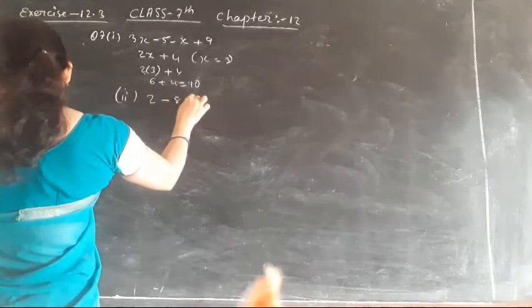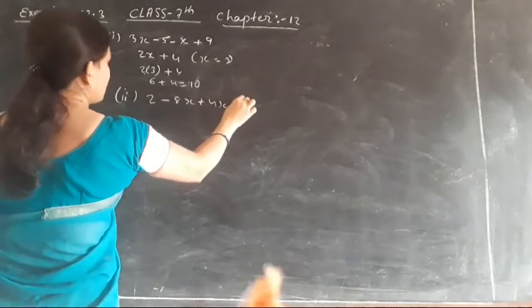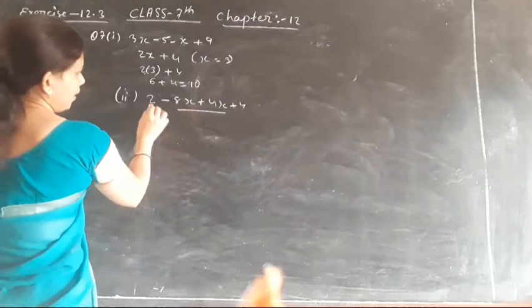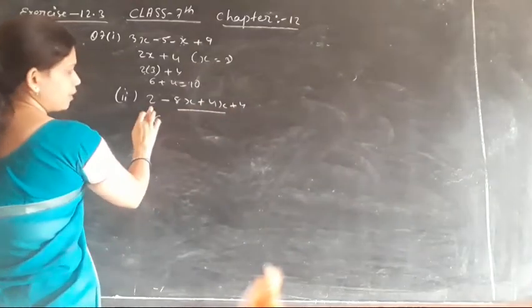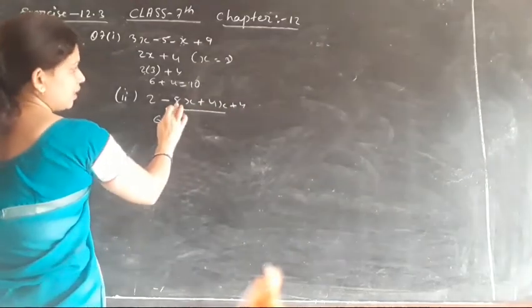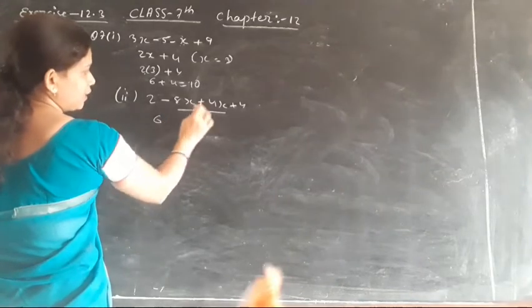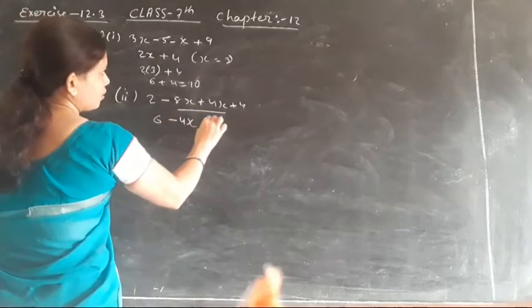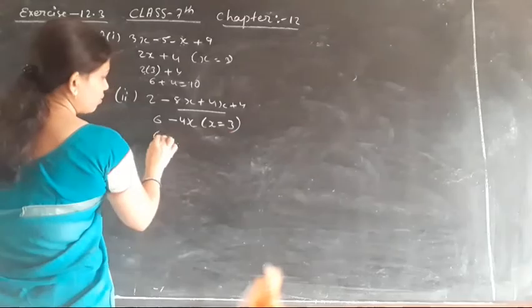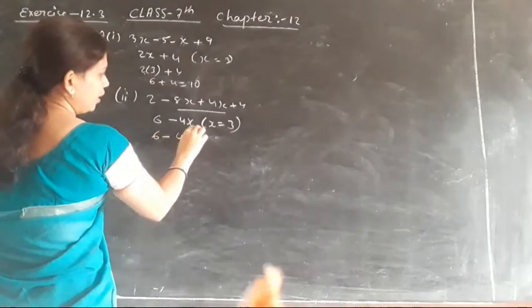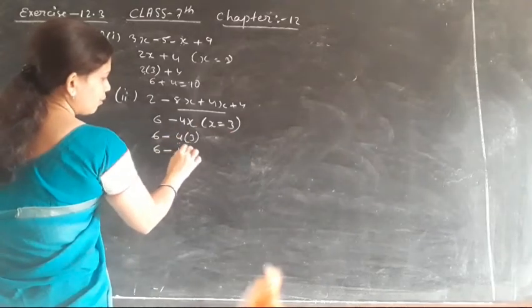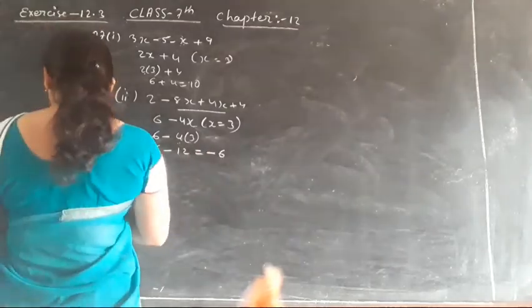In the same way, for the b part of the question we are having x minus 8x plus 4x plus 4. So this will be here plus 2 plus 4 will be 6, and minus 8x plus 4x will be minus 4x. So x is equal to again 3. So 6 minus 4 into 3 is 12. So 6 minus 12 will be equal to minus 6.